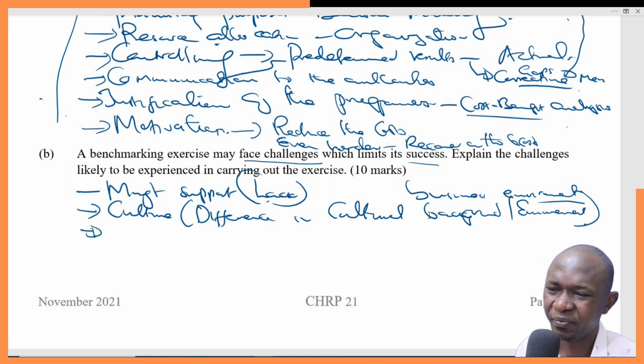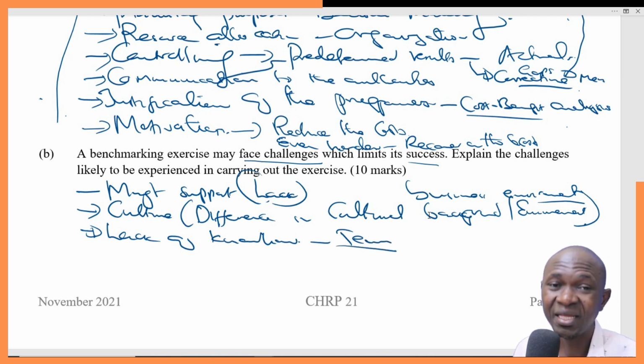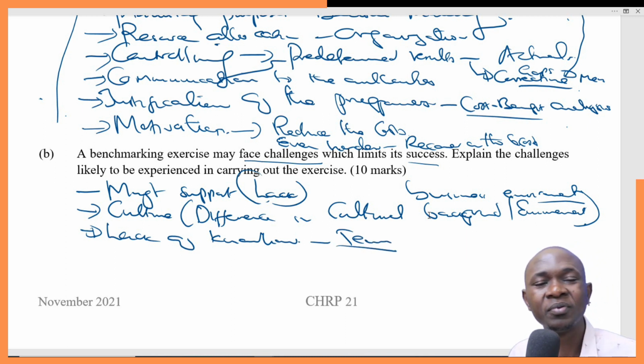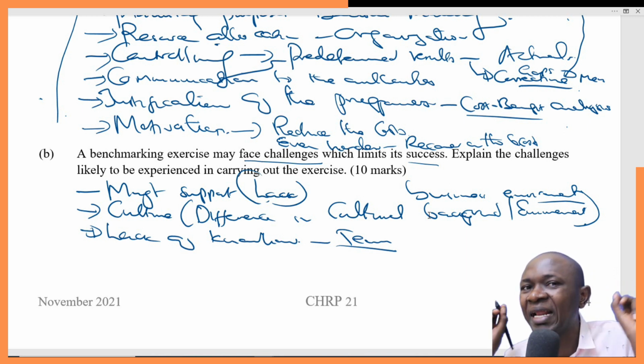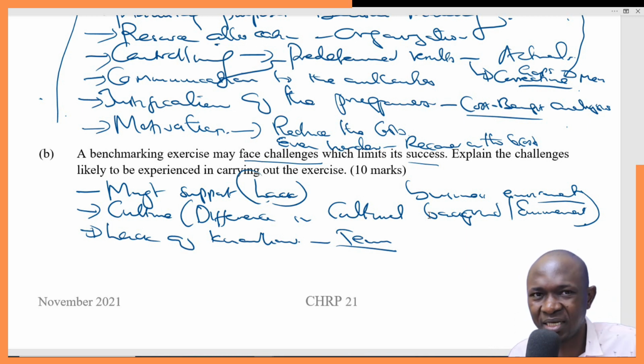The other challenge is lack of know-how. Where you go with the team that benchmarks, the team that is doing the benchmarking doesn't have the know-how on how to benchmark. So they don't have the parameters, they don't know the best metrics to use. So the whole exercise becomes an exercise in futility, because they don't know the right tools, the right metrics, the right parameters that can be used to do the benchmarking exercise. So lack of know-how or a team that is not well skilled can be a challenge to the benchmarking exercise.